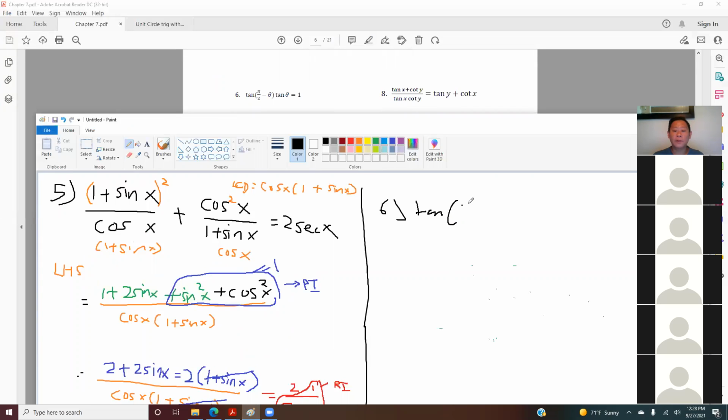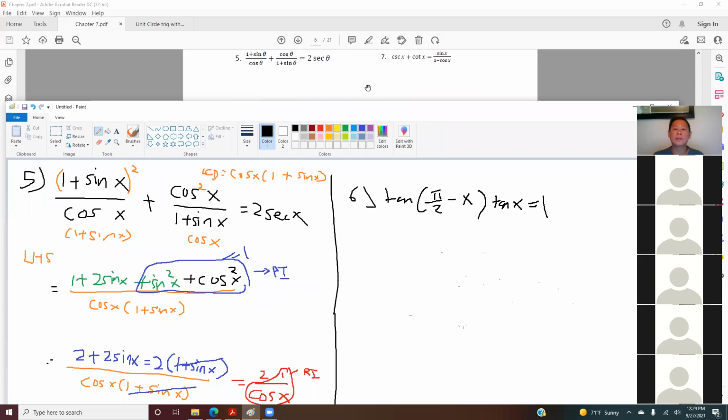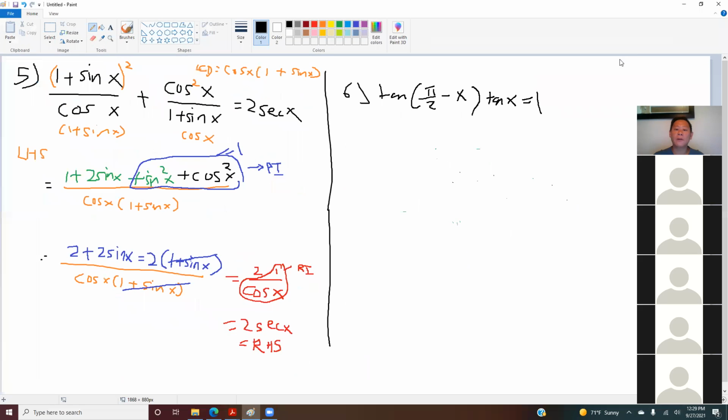Tangent of pi over 2 minus x. Again, I changed the data to become x times tangent x equals 1. So this is question 6 here. Can someone tell me which side we should start with first, the left-hand side or the right-hand side of the equation?